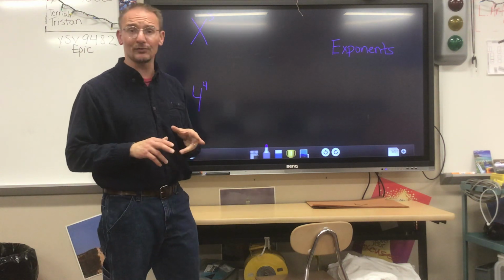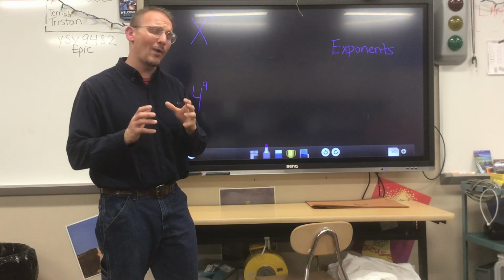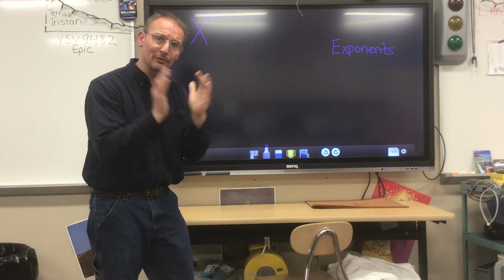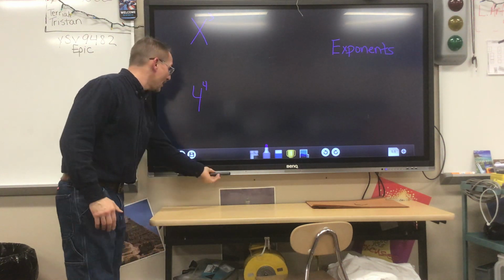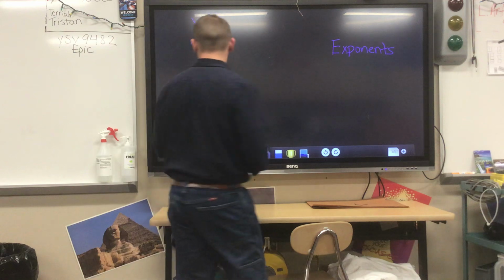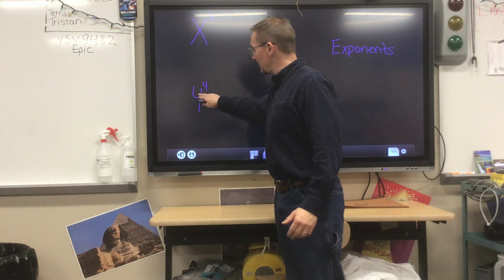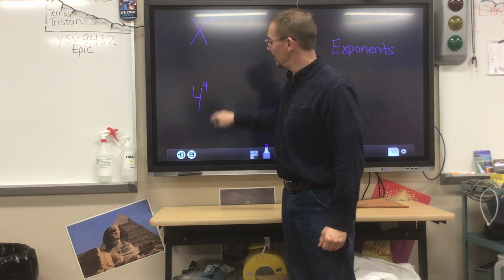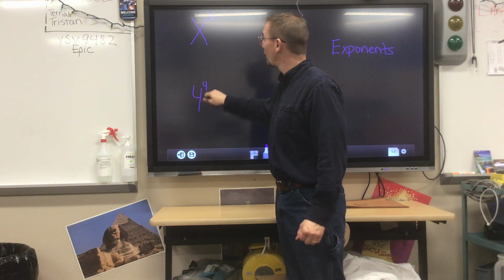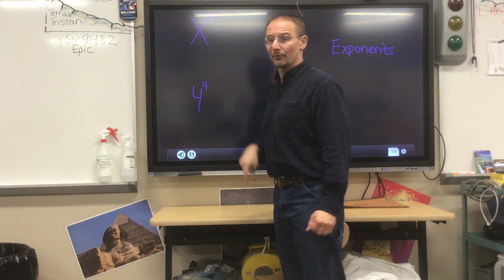So these are called exponents, and what they are is a way in math to write a bigger problem in a smaller space, all right? 4 to the 4th. Okay, that's how they say it. They say the big number's name, then they say whatever place value the little number has. So this would be 4 to the 4th. This would be x to the 3rd.